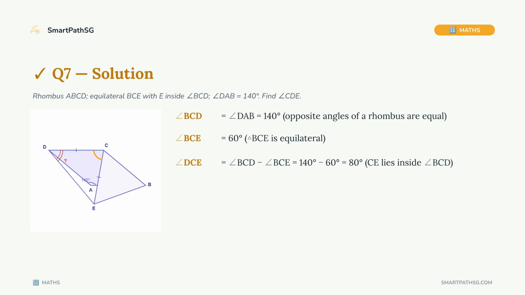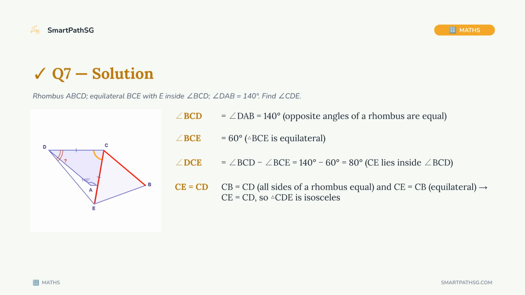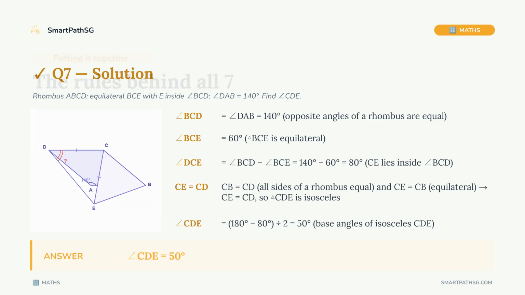Now the key link, CE equals CB from the equilateral triangle, CB equals CD from the rhombus, so CE equals CD, and triangle CDE is isosceles. The base angles split 180 minus 80 in half, so angle CDE is 50 degrees.